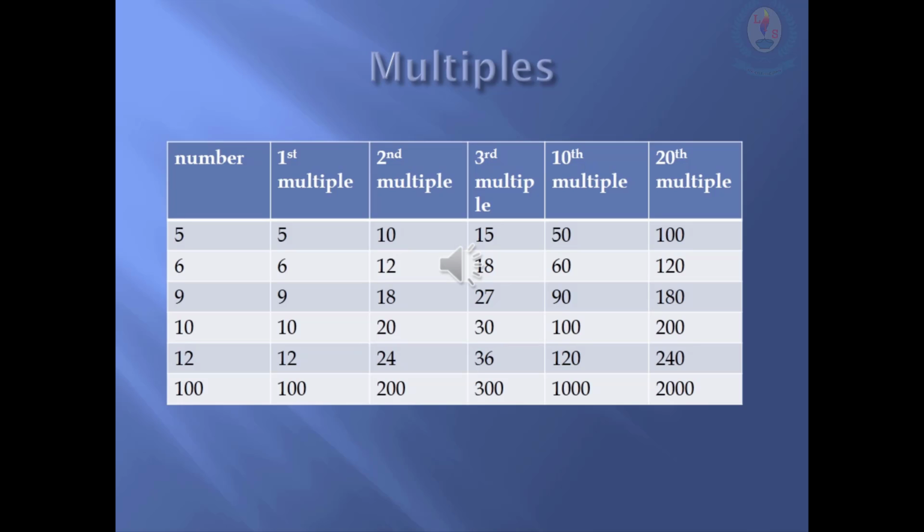For the number 5 we can take multiples. First multiple of 5 is 5. Second multiple of 5 is 10. Third multiple of 5 is 15. As well as 10th multiple of 5 is 50. 20th multiple of 5 is 100. Like this we can take a lot of multiples for a number.